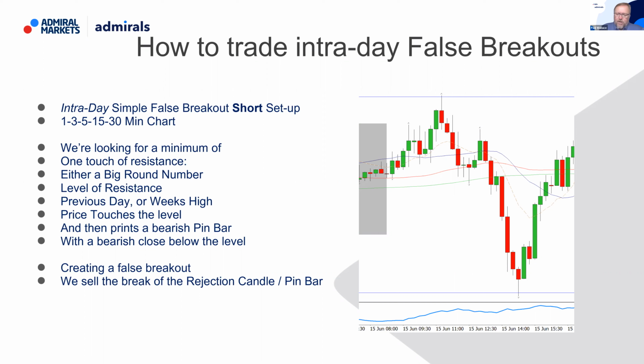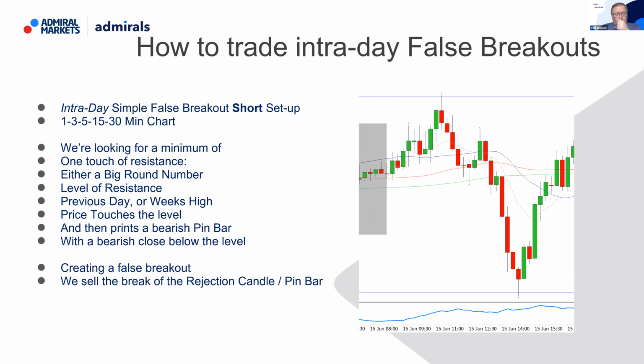But today, I'm going to primarily focus on 5, 15 and 30-minute charts. But you can trade this down to shorter time frames because it's a simple setup. It's a simple false breakout. What we're looking for, for a short, is a minimum of 1 touch of a level of resistance. Okay, that's it, just 1 touch.